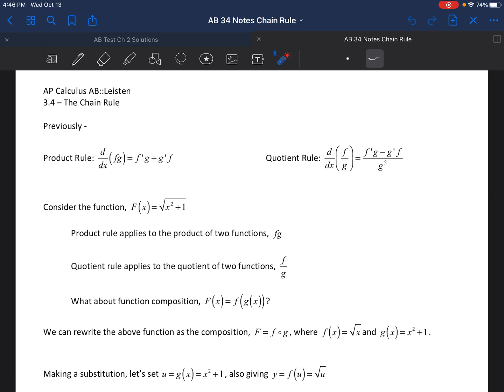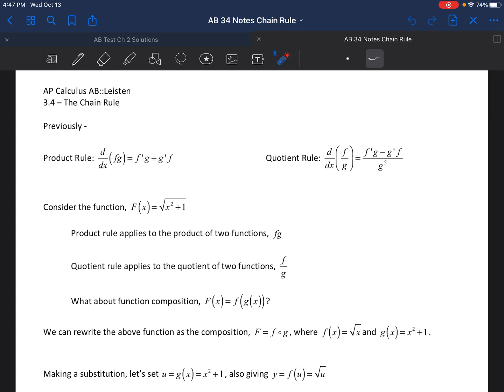If we look at the next function I've given you, f of x equals the square root of x squared plus 1, what we have is a function inside of another function. We've got a composite function here. The product rule applies when we have the product, multiplication, of two functions. The quotient rule applies when we have the quotient, division, between two functions. Now we've got the composition of two functions, f of g of x.